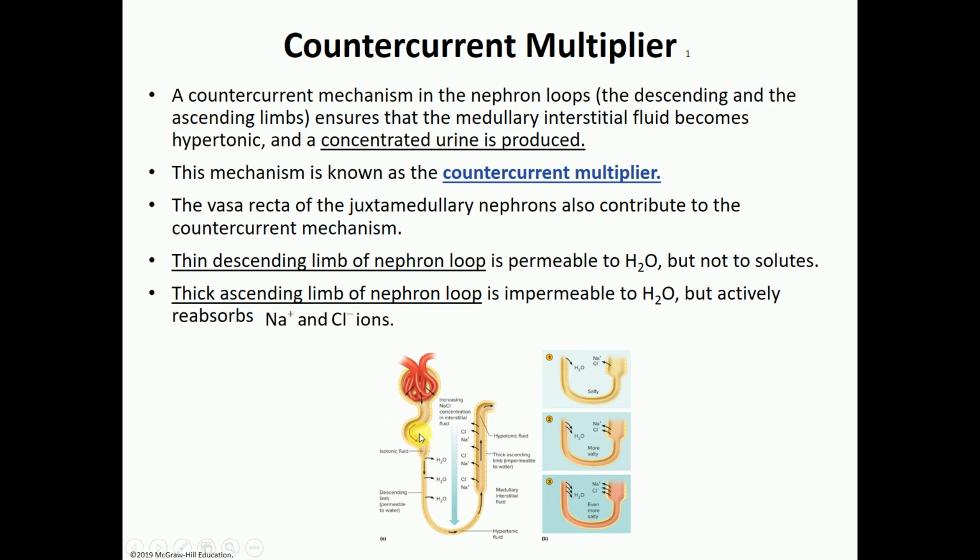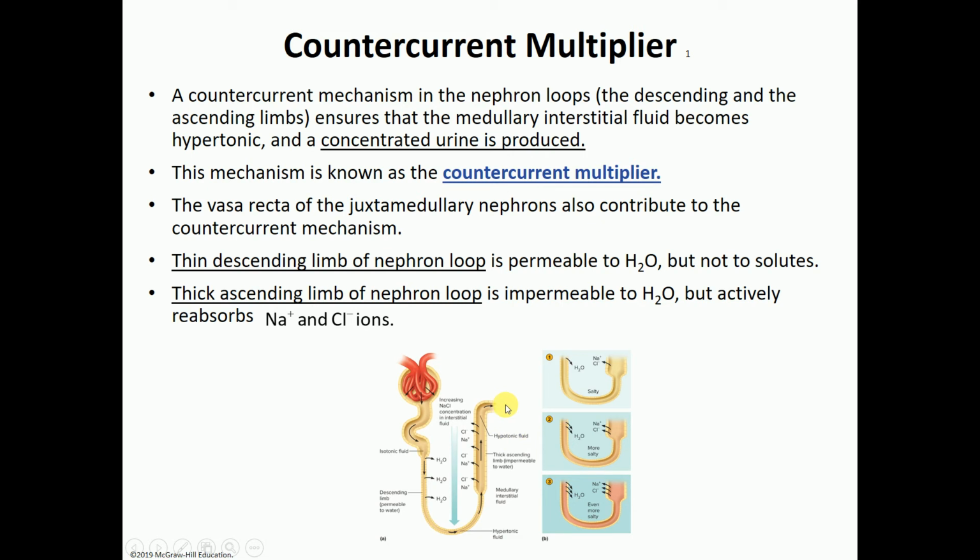Now in the descending limb, as that isotonic fluid goes down the descending limb, that is only permeable to water. So water is going to leave the filtrate. That means we are concentrating the filtrate. So at the end of the descending limb, that filtrate now is hypertonic fluid. That hypertonic fluid enters into the ascending limb, which only allows for the passage of salts like sodium and chloride ions, but it is not permeable to water. So at the very end of the ascending limb, that fluid now is hypotonic fluid.